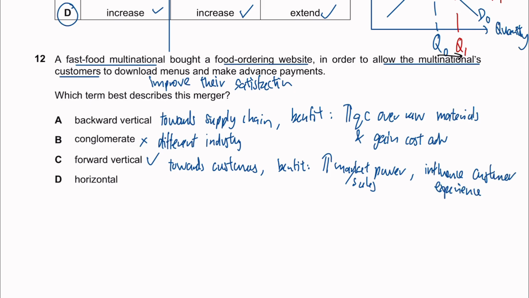And horizontal is not, because horizontal should be the same stage of production in the same industry. So for example, maybe McDonald's buys KFC, this will be a horizontal merger. Okay, so C is the answer.